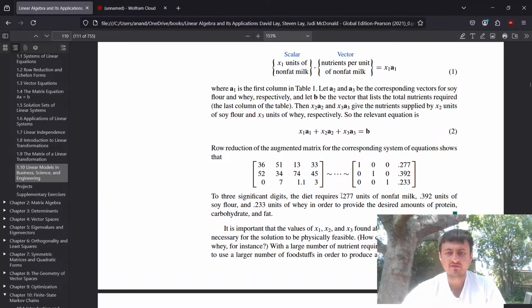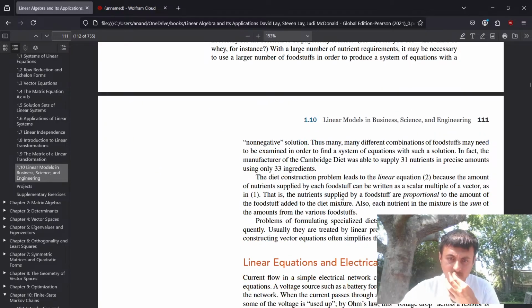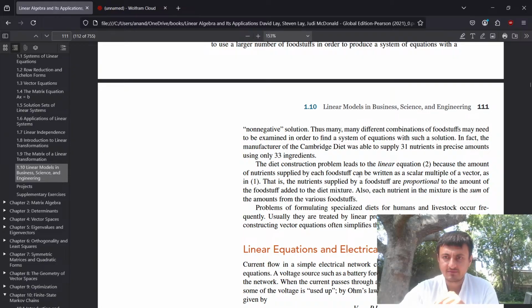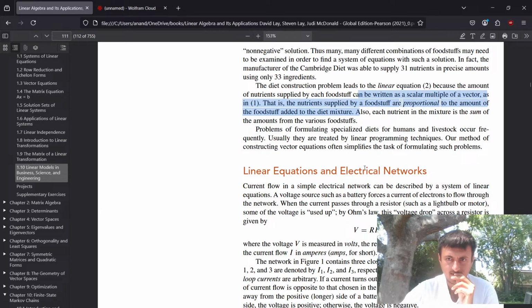It's important that the values of x1, x2, and x3 are non-negative. That was one thing that was interesting about this problem, that there's actually a constraint on the solutions. The amount of nutrients supplied by each foodstuff can be written as a scalar multiple of a vector. They say this word linear programming, but I don't even know what that means.